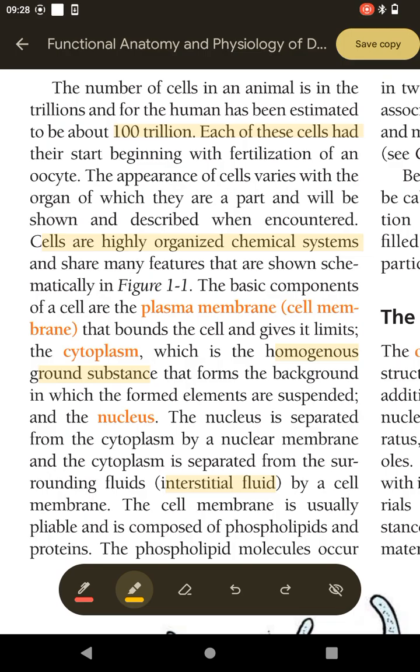The cell membrane is usually pliable and composed of phospholipids and proteins. The most important line: the cell membrane is usually pliable, pliable means flexible, and composed of phospholipids and proteins. The cell membrane is made of phospholipids and proteins, the most important thing.